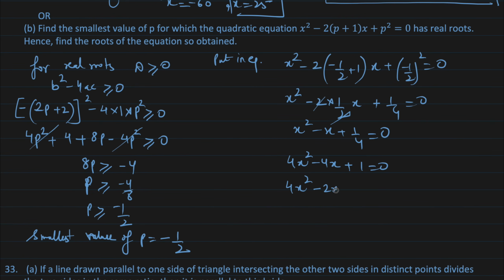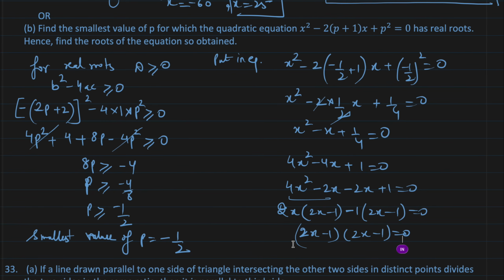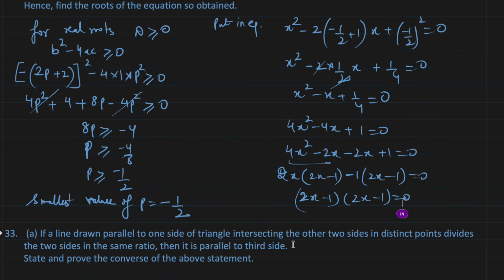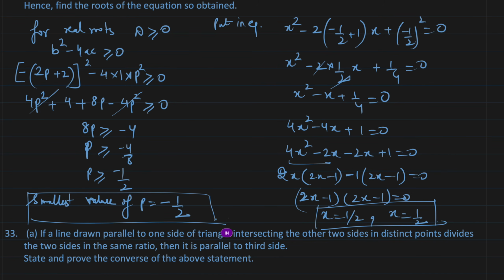So let's factorize it. 4 is coming, so minus 2x, can I use it here? From here I take 2x common, so 2x minus 1, minus 1 common, 2x minus 1. So you have 2x minus 1, 2x minus 1 equals 0. So the two values of x are coming out to be, let me write them here: x is 1 by 2, here also x is 1 by 2. So we got the roots for this equation. We got the value of P also, right? Done.